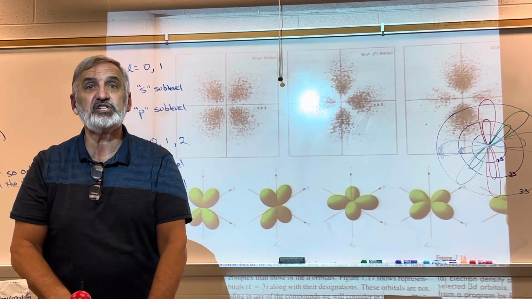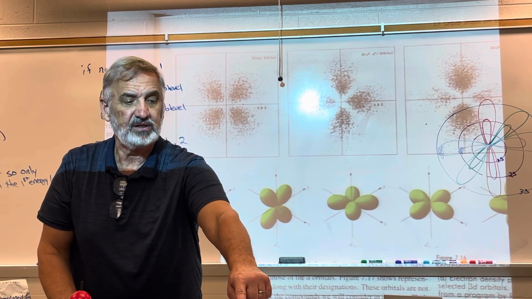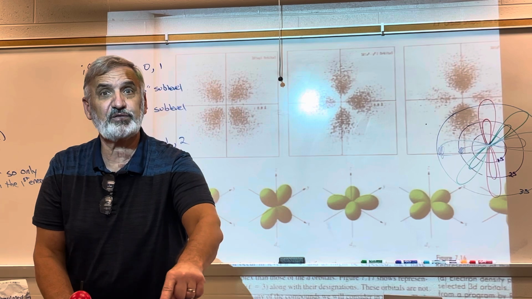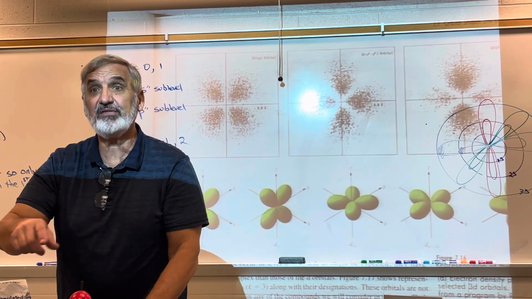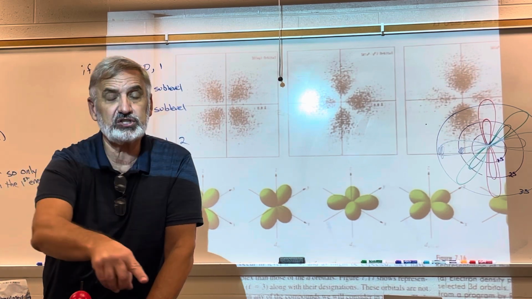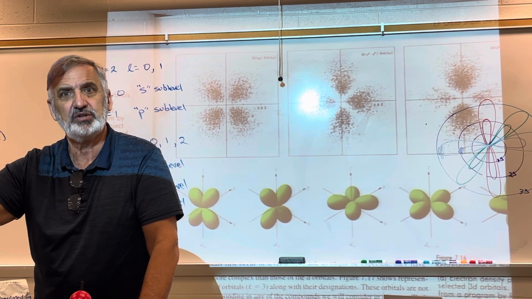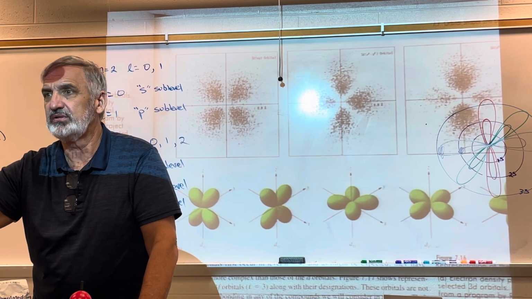So on the third energy level, we have an S. How many can be in an S? 2. We have the 3 P's, 2 in each for a total of 6, for now 8. But now we have the D's, 2, 4, 6, 8, 10. So how many electrons total are on that third energy level? 18. 2, 8, 18, just like you learned in middle school.